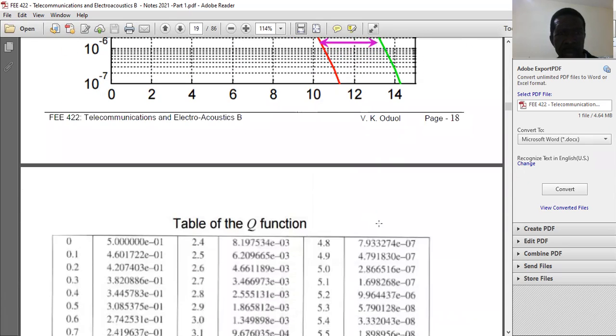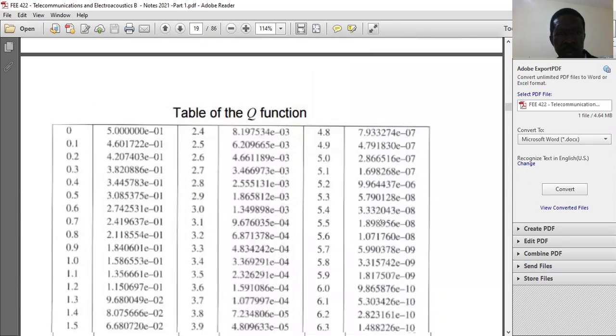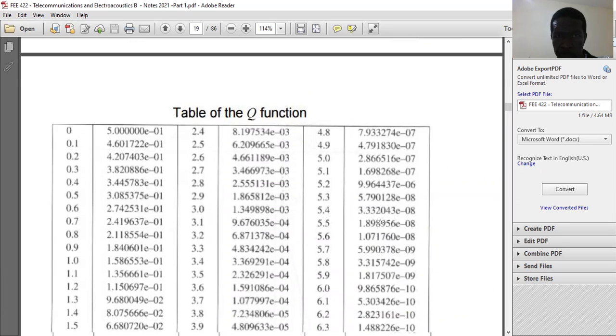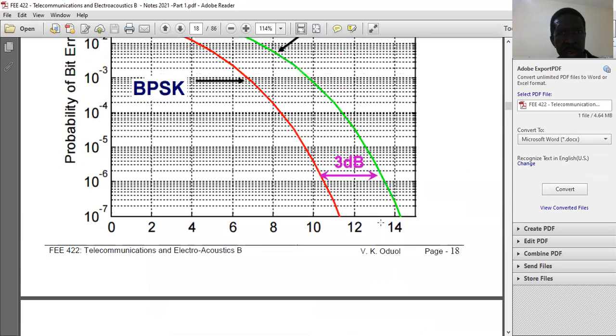So I think that's what we need to do for now. What follows here is a table of the Q function. It will help with the calculations of the signal to noise ratio. And we want to stop there at the moment.